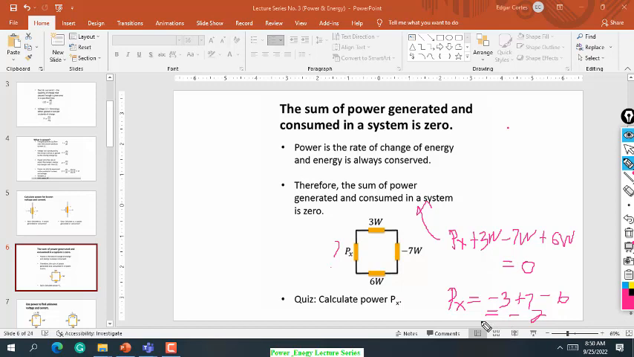So what is negative 2? Px. And what is Px? Is this Px consumed or generated? The unit is watts. Generated, because this is negative. Okay, we'll proceed with another slide, with some examples also.